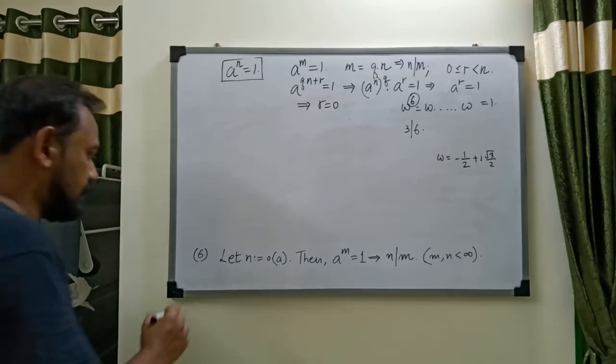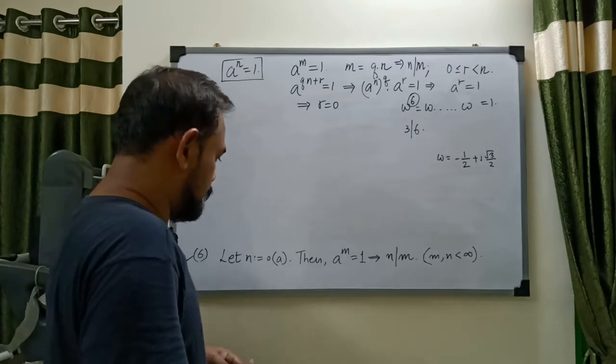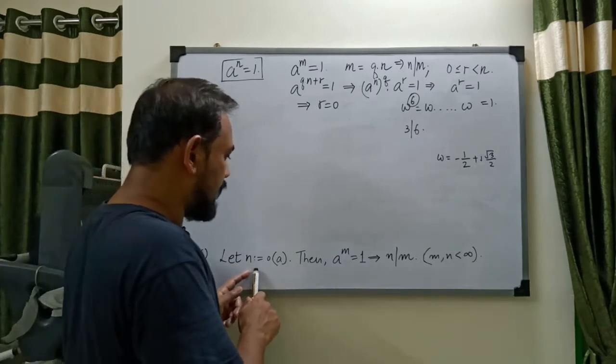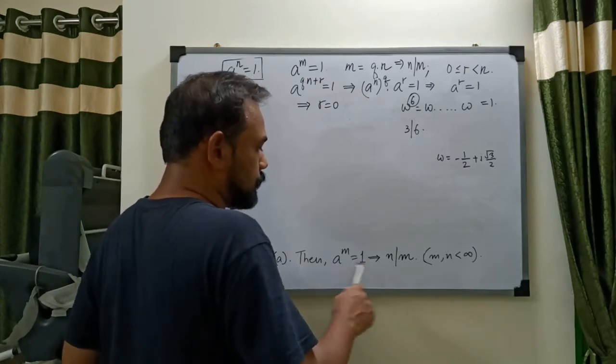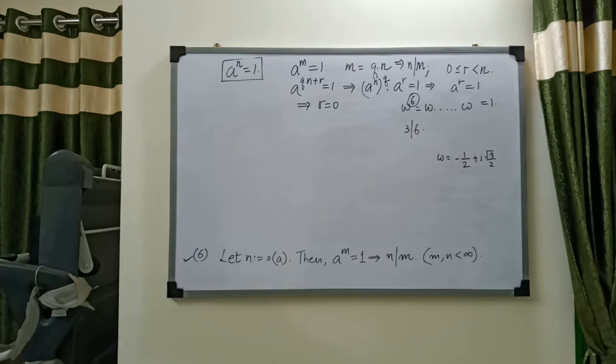So this is a very important example, a very important point here, a very important property, that once you define n, anything else which gives you this will be a multiple of n.